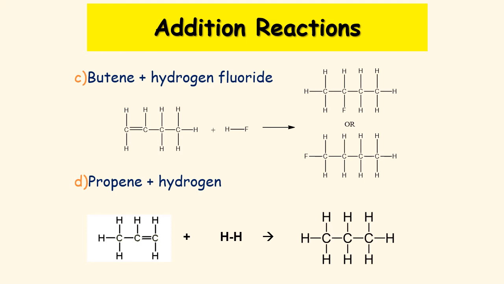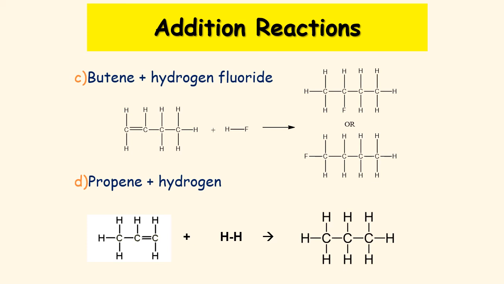now this is where there are two possible products. Because you're adding two different atoms, a hydrogen and a fluorine, across the double bond, you could add hydrogen to carbon number 1 and fluorine to carbon number 2, which would give you the top product, or you could add the fluorine to carbon number 1 and the hydrogen to carbon number 2. Both of these are correct.